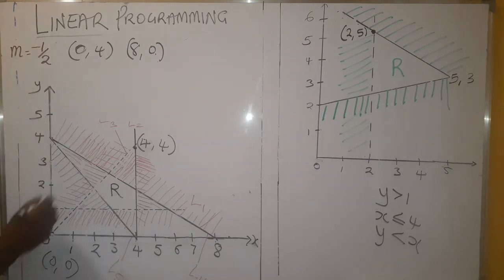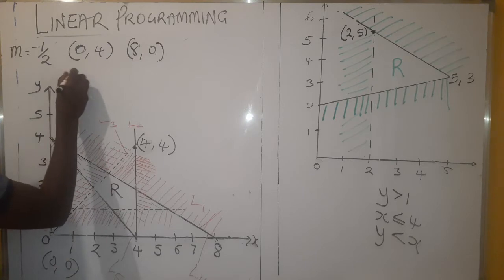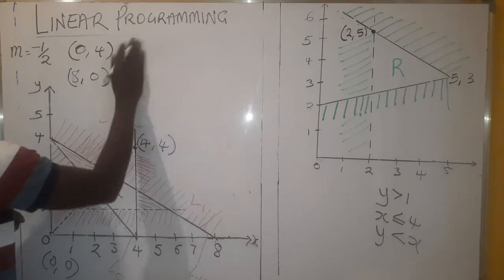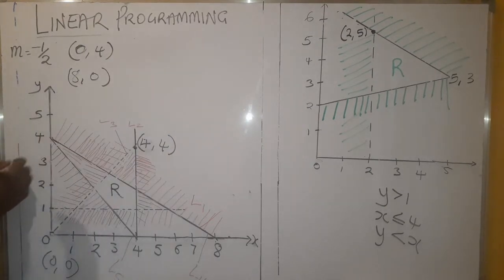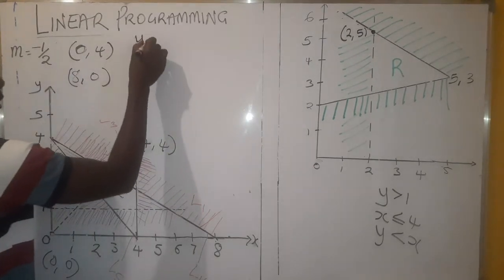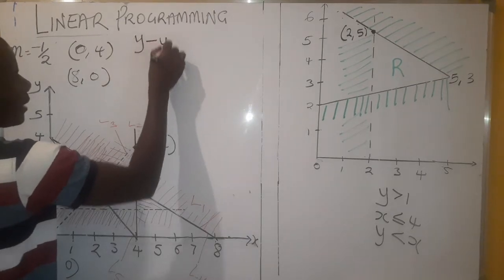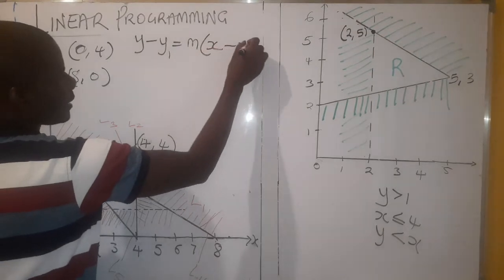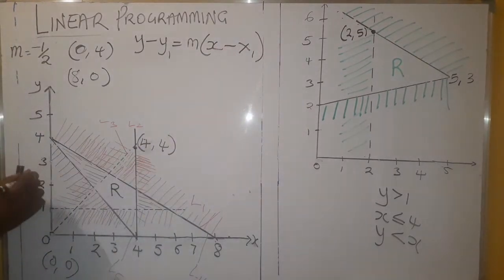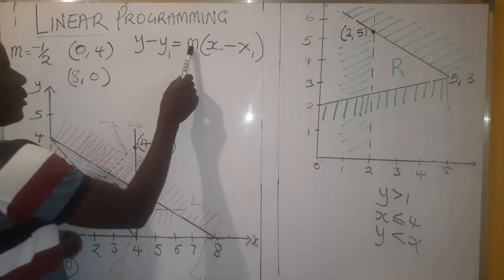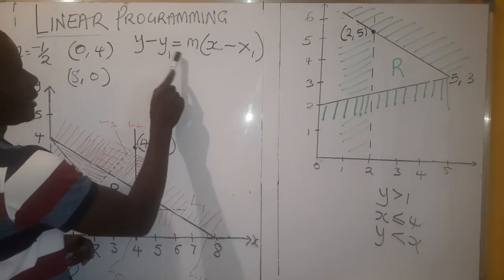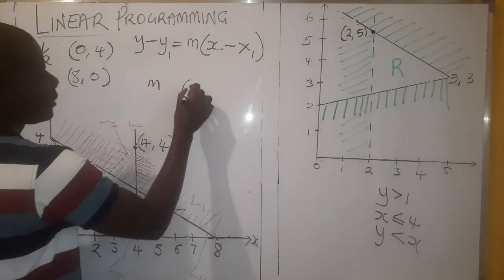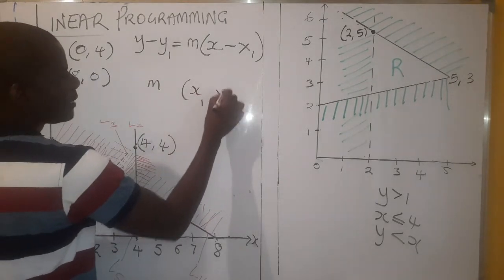So now we need to write the equation. Okay? How do we write the equation of a straight line? We are writing the equation of a straight line using this formula. This is the formula that I use. If you look at coordinate geometry, we adequately covered this. Okay? So we need the gradient and these 2 points, x1 and y1.